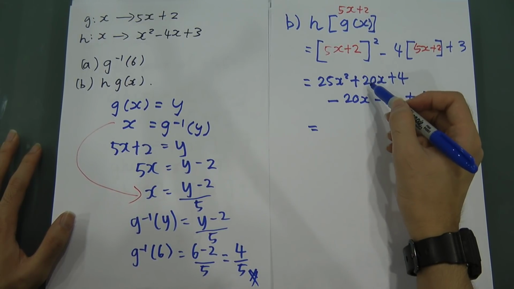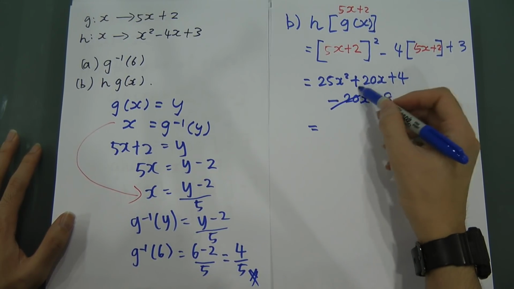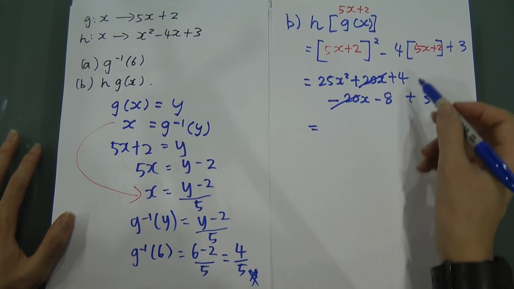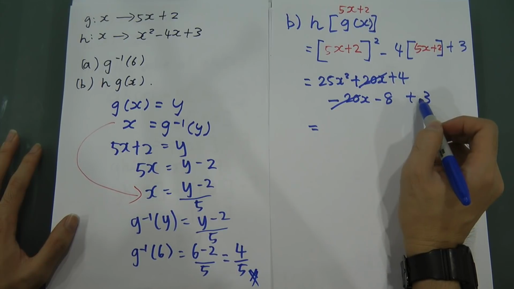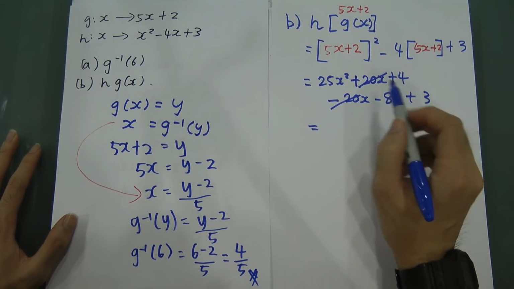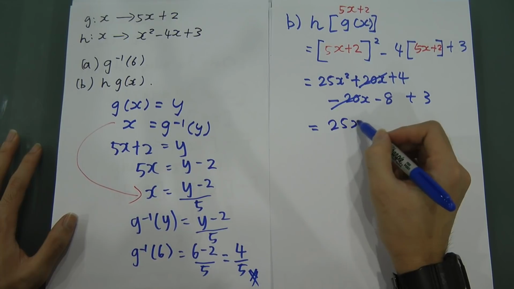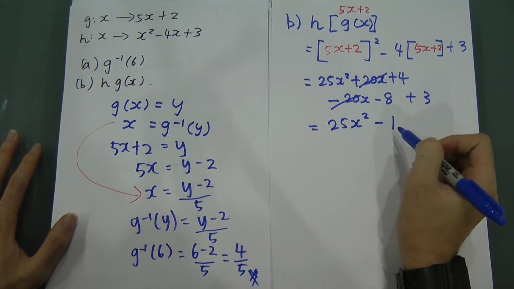So positive 20x and negative 20x we simplify. This one gone, and then 4 minus 8 we got negative 4. Negative 4 plus 3 we got negative 1. So this is 25x squared minus 1.